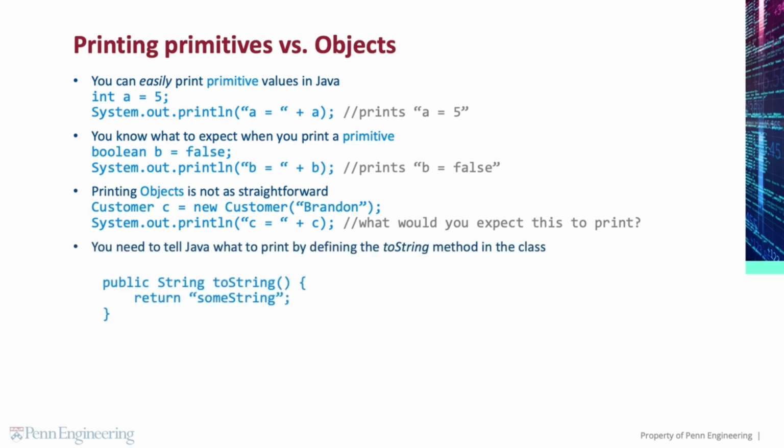You need to tell Java what to print by defining the toString method in the class. This means you have to define exactly this method in your class. The toString method must return a string.